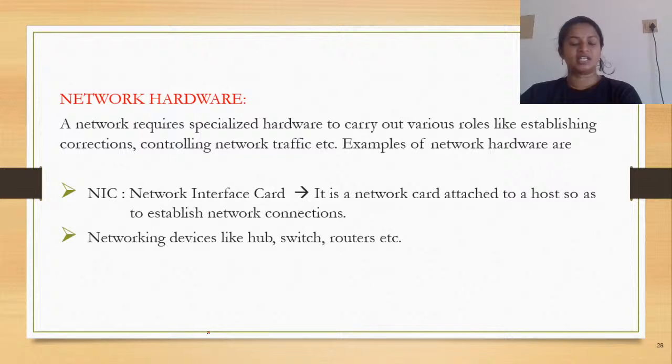And next is the network hardware. A network requires specialized hardware to carry out various roles like establishing connections, controlling the network traffic, etc. So whenever we are talking about the network, it is not just the system that we need to talk about, but we need to talk about other devices or other participating entities in the network which would help in facilitating the concept of bringing out networks. Now how does it do it? A network requires specialized hardware to carry out various roles. What are the various roles? It involves establishing connections, controlling the network traffic, etc.